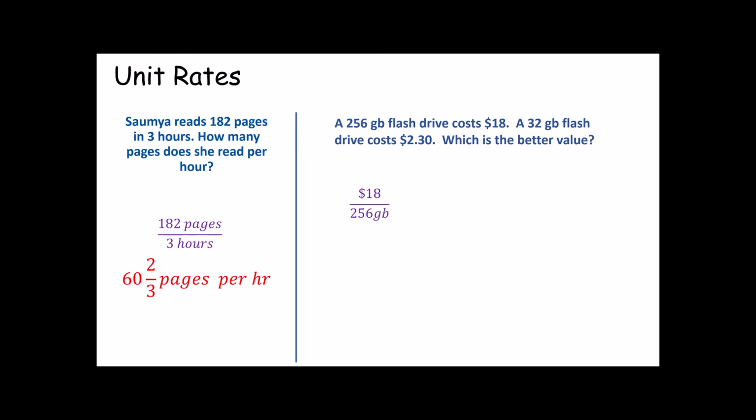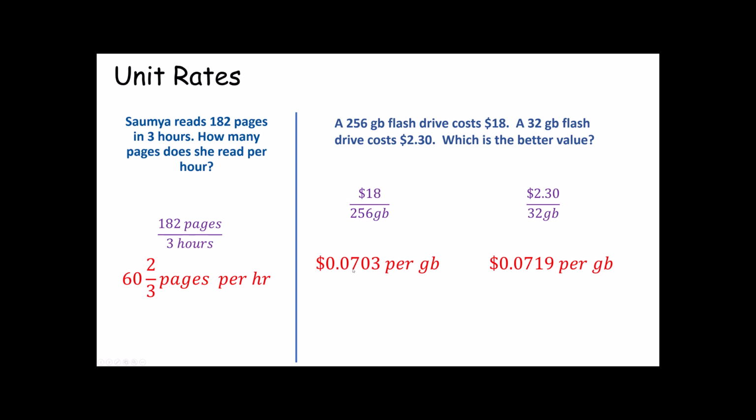However, if I were to take the $18 for 256 gigabytes and write it as a unit rate, I can divide 18 divided by 256 and I can see that it costs about 7 cents per 1 gigabyte. That's going to cost me about 7 cents per gigabyte. And if I take the $2.30 and divide it by 32 gigabytes, here again, this is a rate, and I write it as a unit rate, I can see that it's about 7.19 cents, $0.0719 per gigabyte.